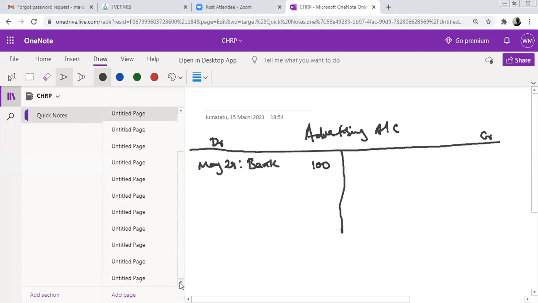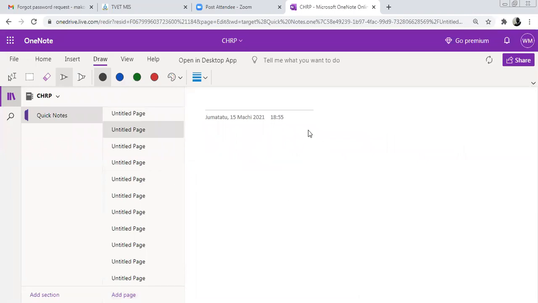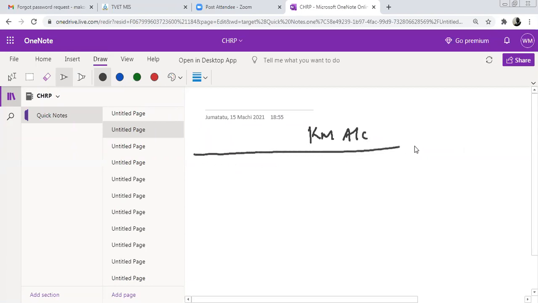So, 29th, sold goods on credit to KM for 80.90. We don't have an account for KM, so we open a KM account. As we open the account for a person, you need to know whether it is a creditor or a debtor. In this case, it is a debtor because this is a customer. So we are going to come here and debit it.